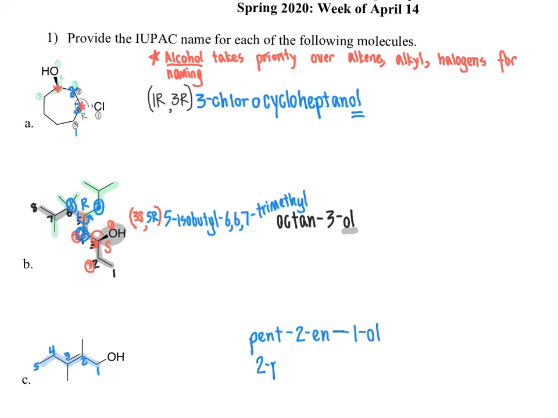You could have also called that 2-pentene-1-ol as well. The key there is that however you do it, you have to have that "en" to indicate the alkene group and the "ol" to indicate the alcohol. You also have to have the numbers there, the 2 and the 1, to indicate exactly where the alkene group is located and where the alcohol group is located.